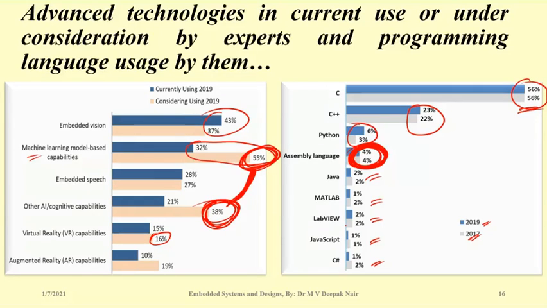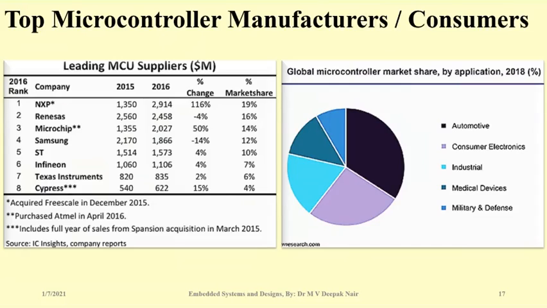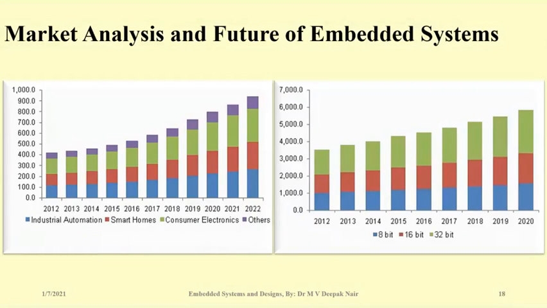Okay, because it can interact more easily with the hardware compared to all other languages, because these are high level languages. So that's why we are going to focus on embedded C in this course. Okay, and we discussed this part in the last lecture.